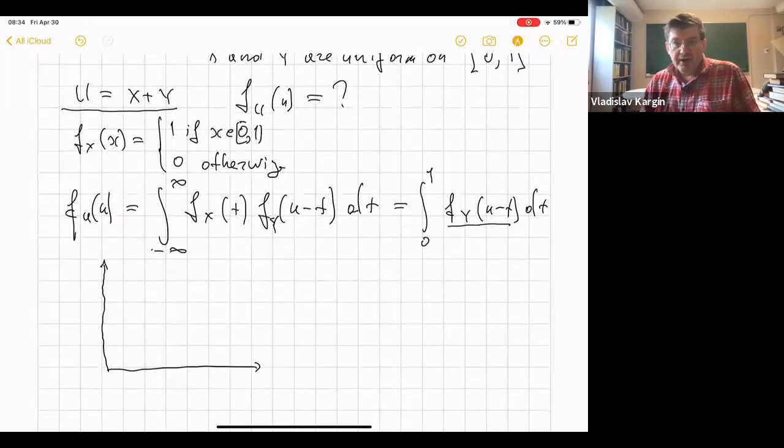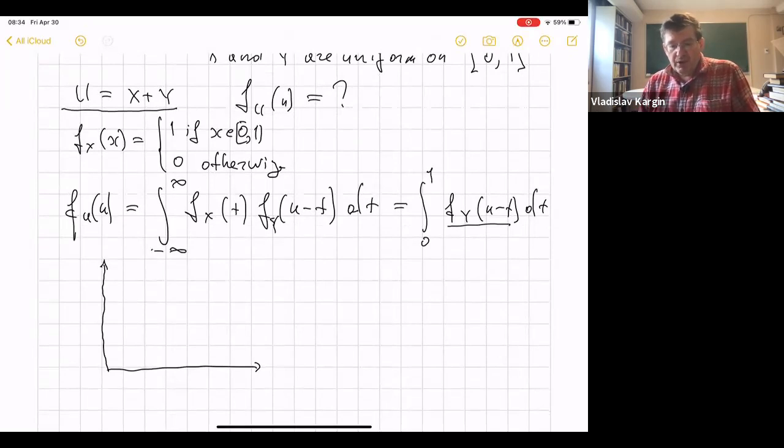which is equal to x plus y. So the density should be between 0 and 2. The random variable u cannot be smaller than 0 and cannot be larger than 2. So we assume that u is greater than 0.